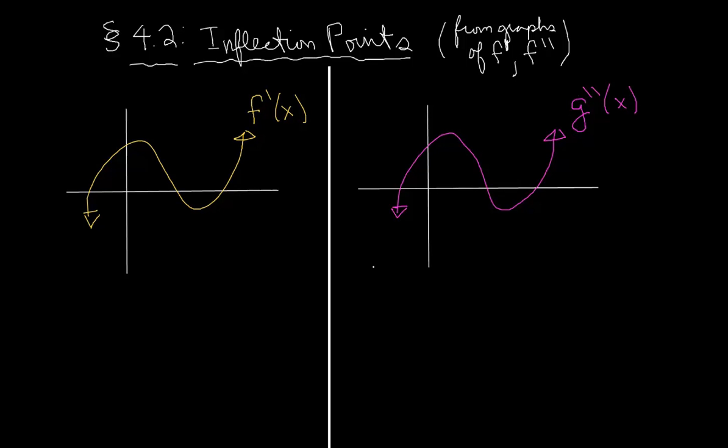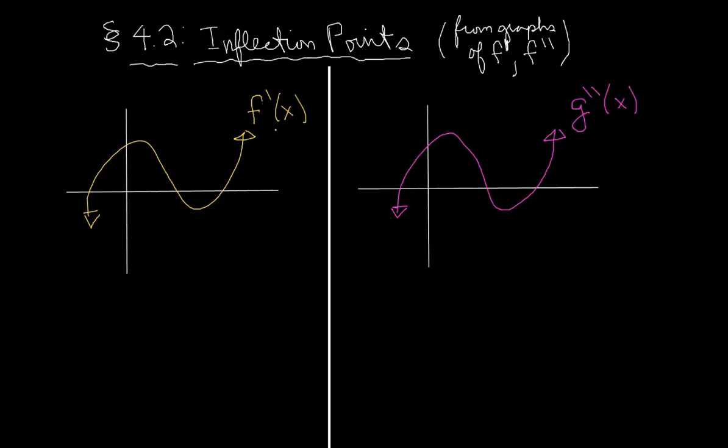This video is going to go over the concept of inflection points. This is from section 4.2. But in this particular video, we're going to be given the graphs of a derivative of a function and the second derivative of a function. Okay? And the point is, how can we tell where the original function is going to have an inflection point if we're given, for example, only its derivative, or if we're given just its second derivative?